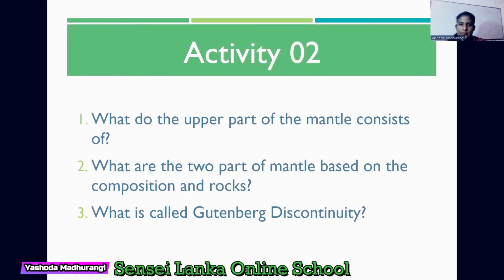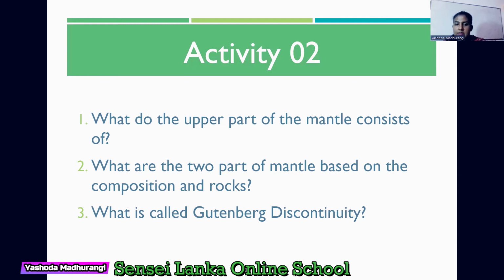So activity 2. It is about the mantle. What does the upper part of the mantle consist of? Can you remember? Olivine and silicate. The lower part has magnesium and silicate. That is the answer. Very simple.